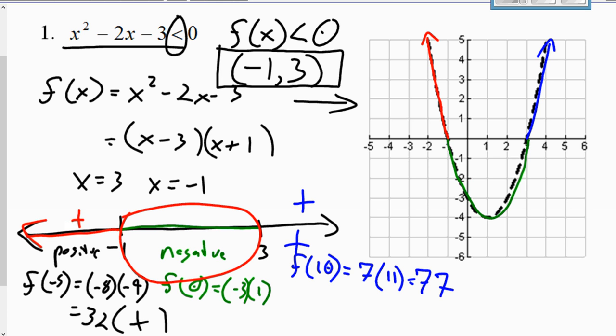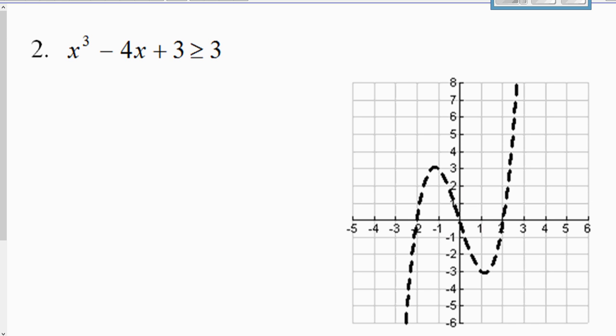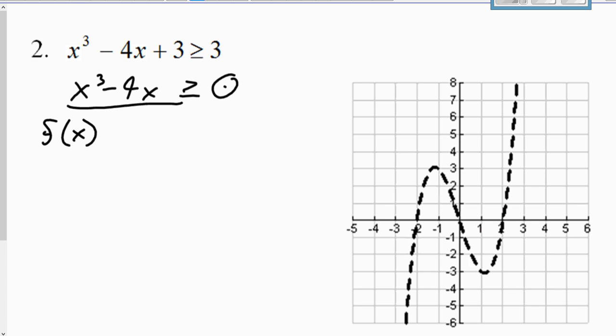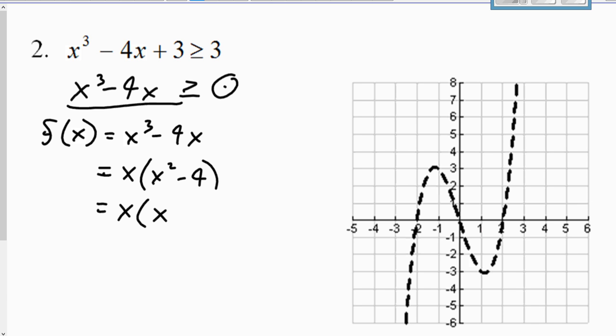All right, let's look at example 2. So step 1 with these, again, is 0 to one side. So I'm going to subtract 3 from both sides. So I get x cubed minus 4x is greater than or equal to 0. I'm going to let this be equal to f of x, my function here. And then I want to find my zeros. Well, I can factor out an x, and I get x squared minus 4. That's a difference of squares, so I get x times x minus 2 times x plus 2.